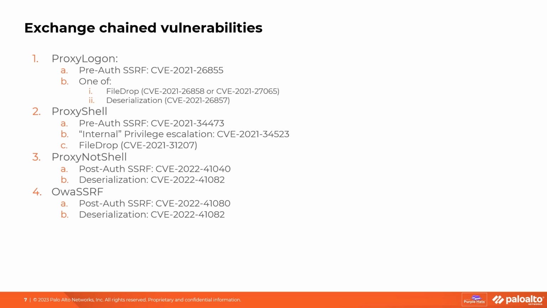The last one we've talked about and have seen in the past year is OWASSRF. It's very similar to the ProxyNotShell chain because the second part of it is the same deserialization vulnerability, the same exploit used in both cases. The difference between ProxyNotShell and OWASSRF is that there is a different SSRF vulnerability in the first stage of the attack. In the first stage, we're using a post-authentication vulnerability, 41080, instead of 41040. Very similar vulnerabilities, but different ones.